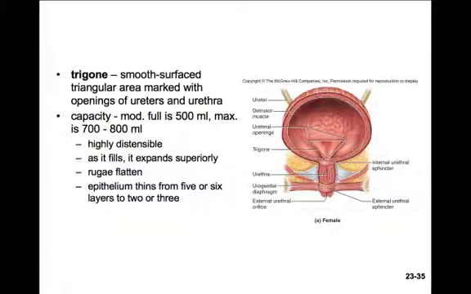The capacity of the bladder is about 700 or 800 milliliters. However, usually it fills to about 500 milliliters. It's a highly distensible organ. As it fills, it's going to expand superiorly, maybe 12 centimeters tall. And the rugae flatten out. The epithelium thins from 5 or 6 layers of this transitional cell type. As they stretch out and become more elongated, it seems to be 2 or 3 layers.